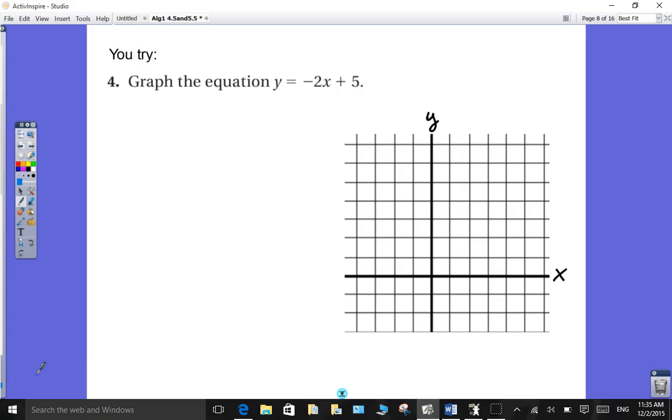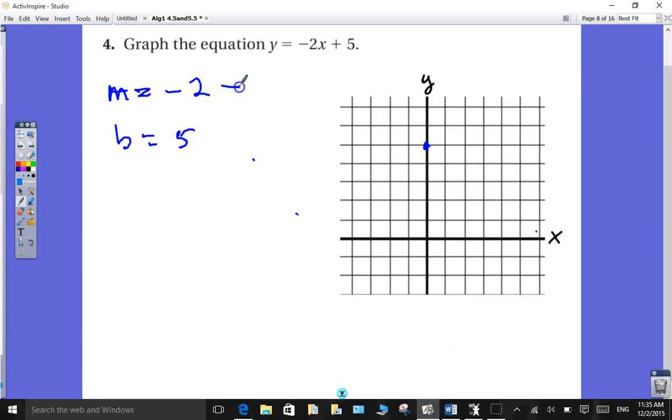Okay, what is the m? M equals, oh man, -2, right? B equals 5. Now, the B I put on here, 5. The M, I need the M to tell me how to go up and down and left and right. So if there's no denominator, what do I make it? Over 1, -2 over +1, right?